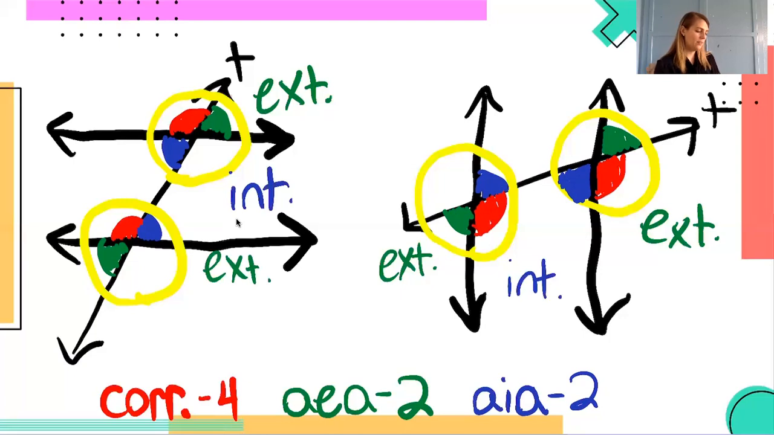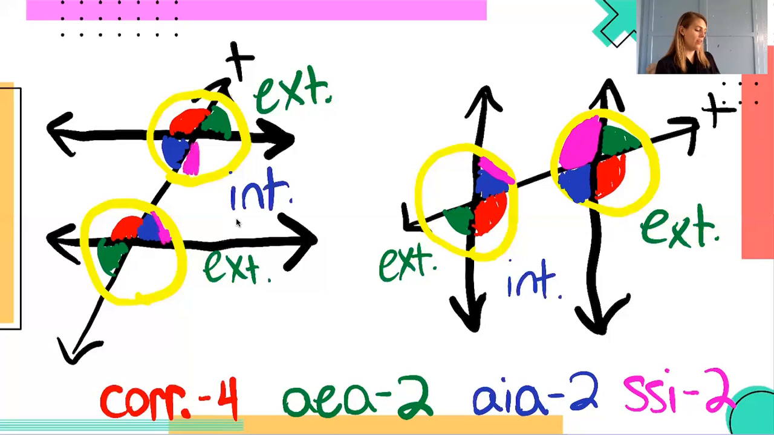Finally, I have same side interior. Again, there's 2 of these. These are going to be on the same side of that line, that transversal, but they're going to be on the inside. I've already shaded in 3 interiors, so we're going to share here. But this angle here and this one here are same side interior.